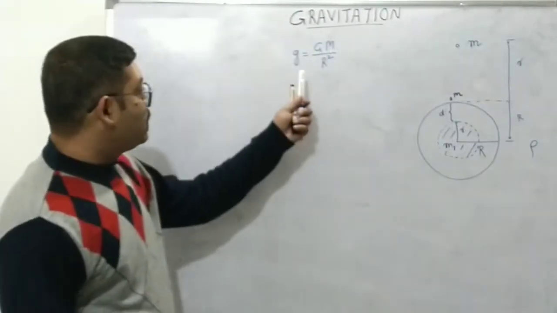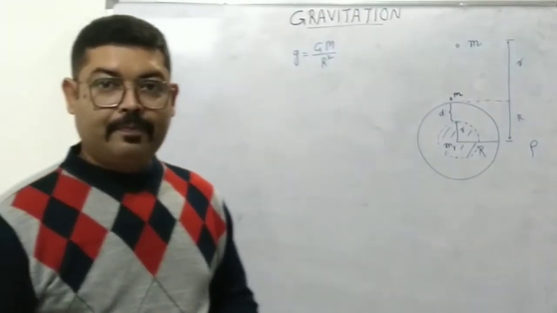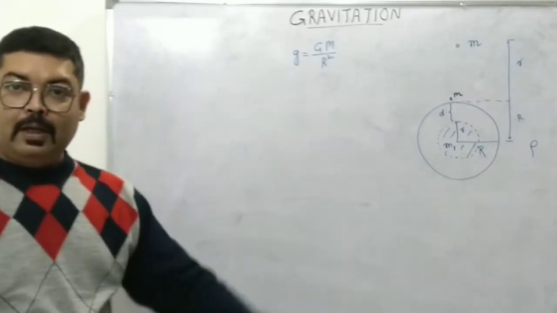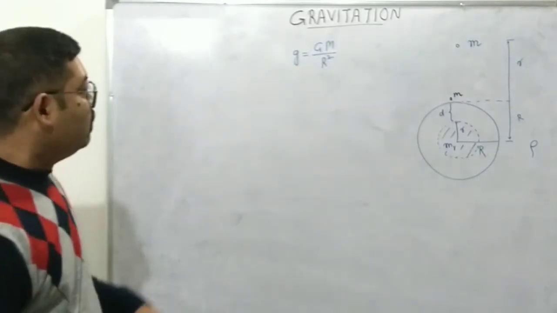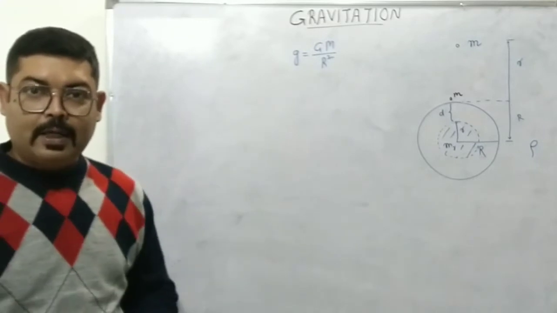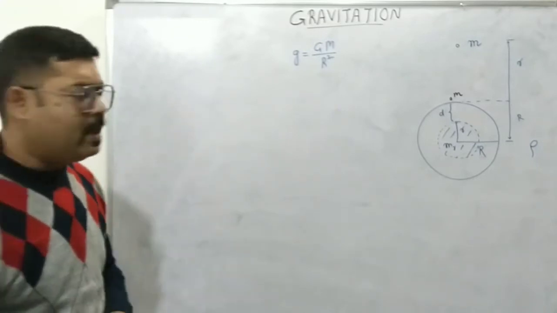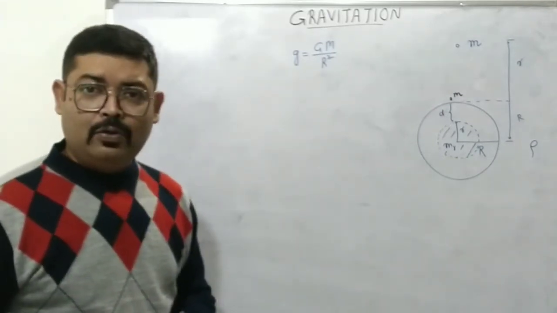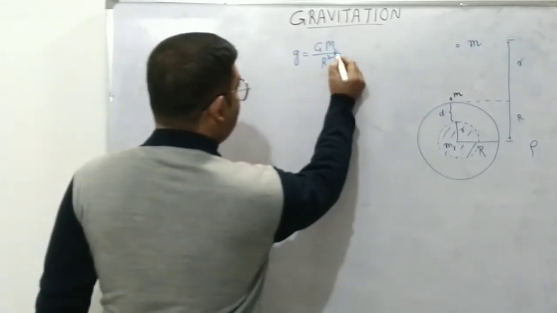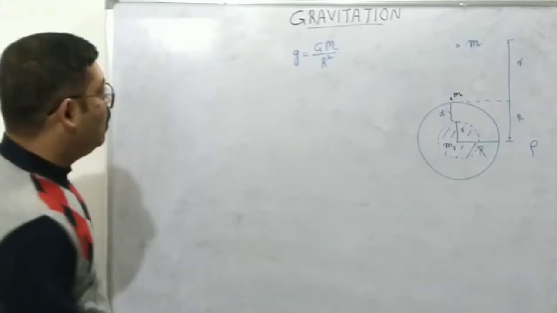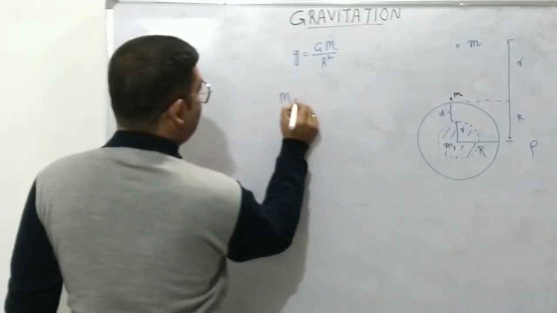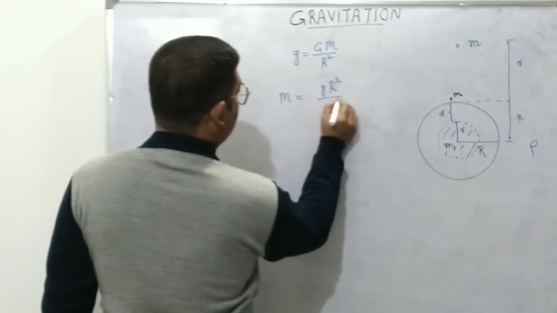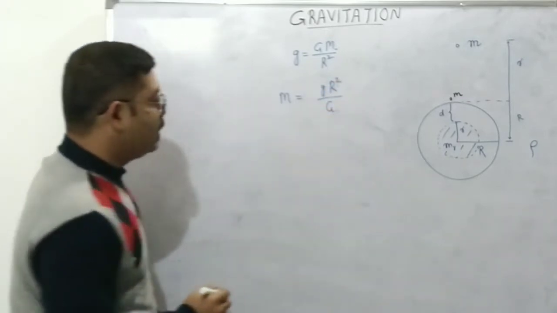Okay, now since g is this, and we can experimentally measure the acceleration due to gravity by looking at falling objects, which we have found to be 9.81 meter per second square already, this gives us a very good tool to find the mass of the Earth. How? By cross multiplication, we can say that m equals g r square by the universal gravitational constant.